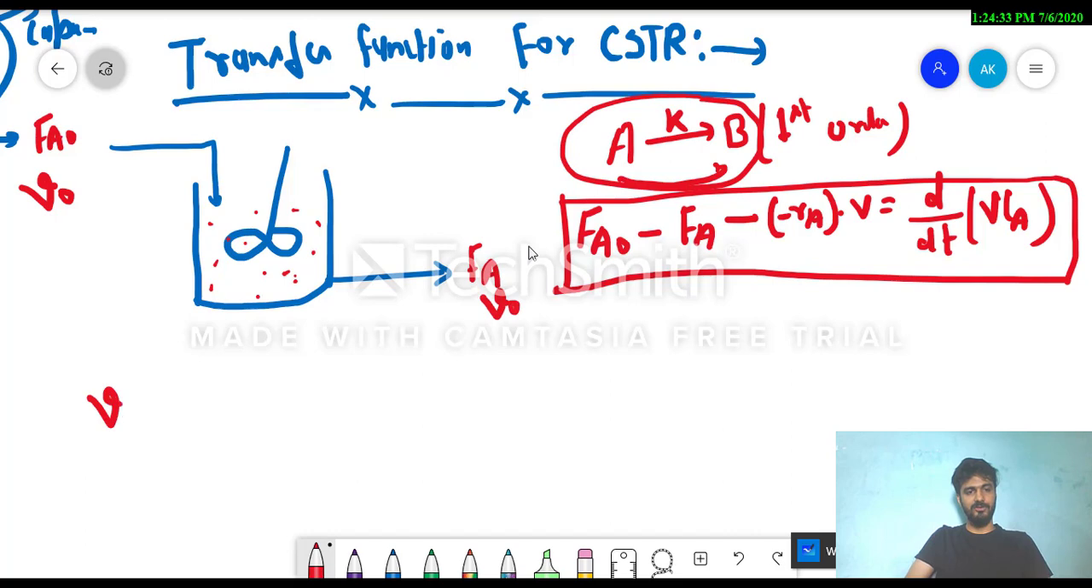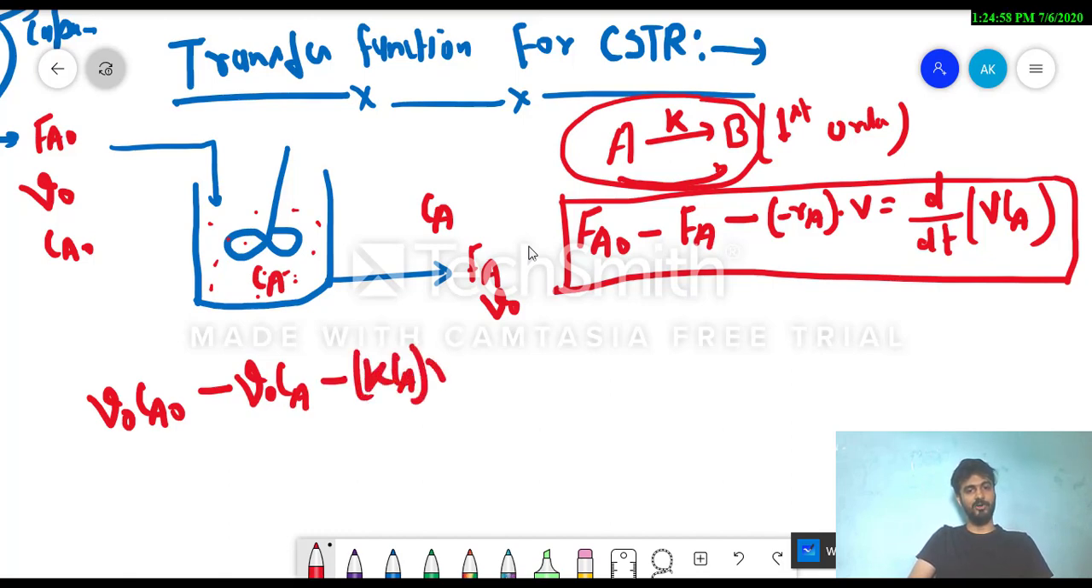You can write V naught Ca naught. Here Ca naught is the inlet concentration, and in the reactor and at the outlet this will be Ca. The concentration inside the reactor will be equal to the outside, because there is infinite mixing inside the CSTR. Okay, so you can write V naught Ca minus K Ca, that is the rate of reaction, into the volume of the reactor, that equals V, which is common because we have to assume a constant hold up system, d upon dt of Ca.